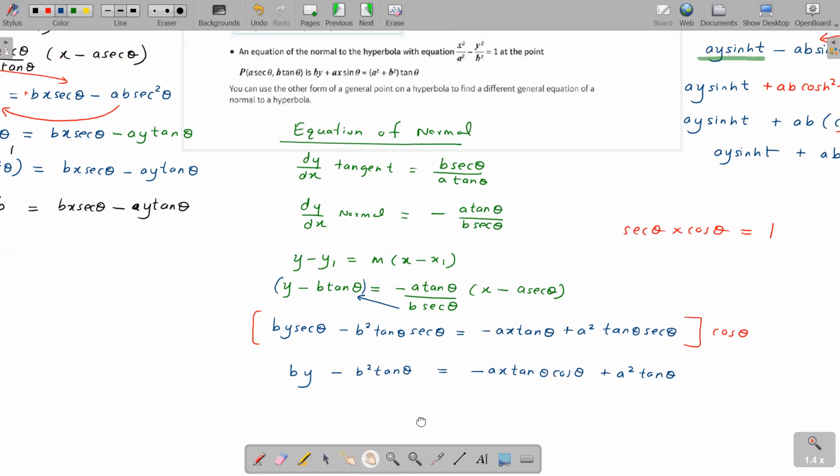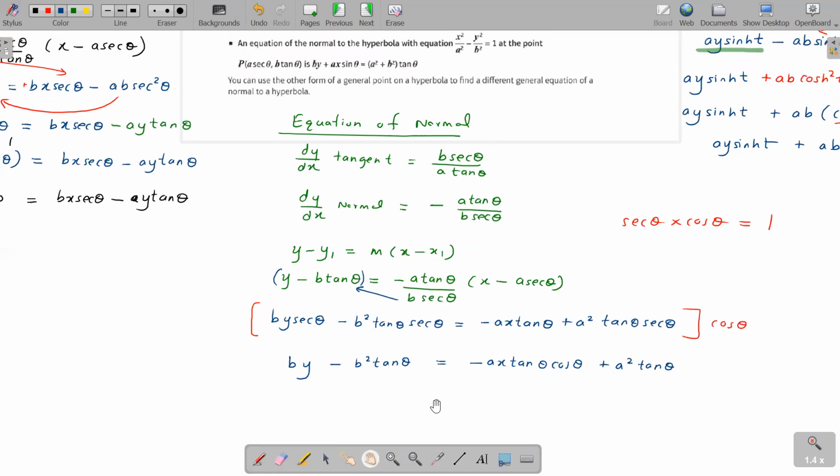In the show that equation, it's by alone, and ax sine theta they have taken to this side. So this is ax tan theta cos theta. Let me take it to this side, and I'll take the b square to the other side. What do I get here? by plus ax tan theta cos theta equals a square tan theta, minus b square tan theta goes to the other side as plus b square tan theta. Are you with me?